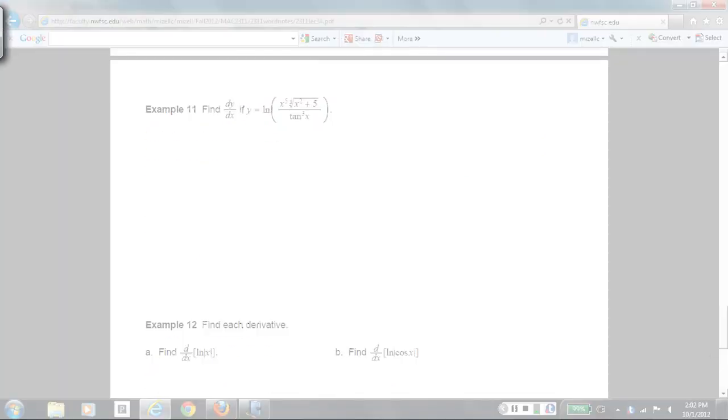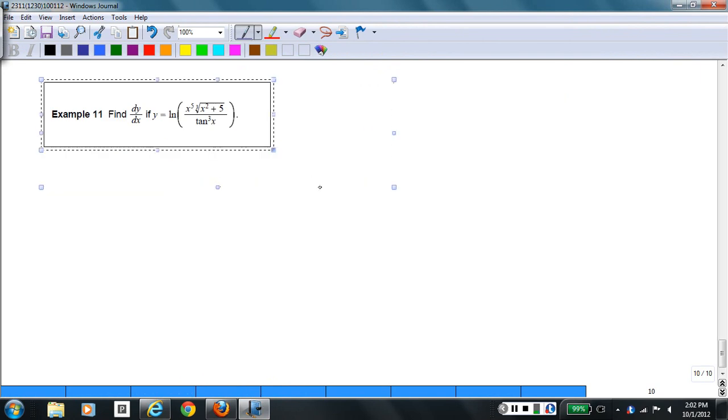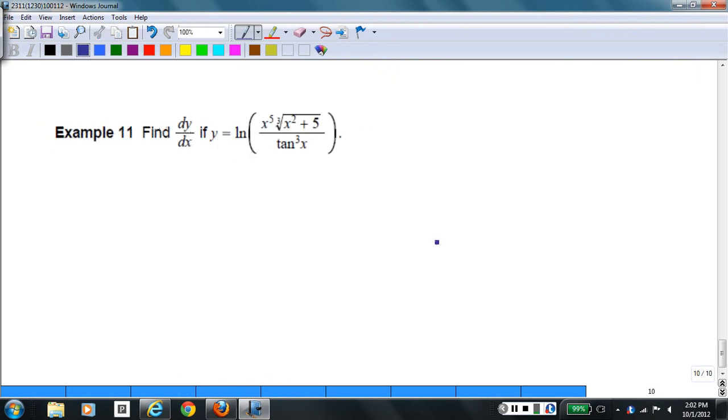Example 11. This would be as horrible, no, actually 2 or 3 times as horrible as examples 8 and 9 that we did previously. If you could just kind of imagine this, we've got the natural log function composed with this hideous expression where there's a product in the numerator, and we've got basically the natural log of a quotient. The chain rule would come into play for the derivative of the cube root of x squared plus 5, also for tangent cubed x.